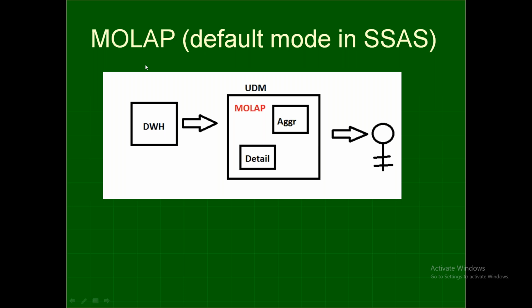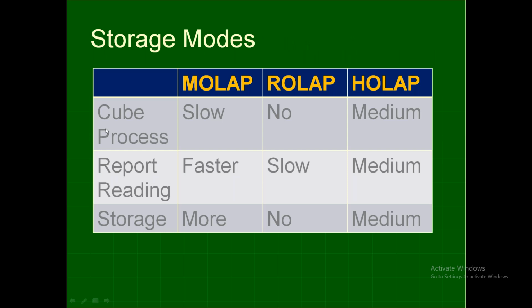MOLAP means multi-dimensional OLAP. What happens when you process it? Step number one, data warehouse data will be loaded to the cube database. Step number two, all aggregations. What kind of aggregations? Many permutations and combinations of aggregations will be made and stored so that reporting is faster. Clear? Cube process is slow because it's going to be cooking the data. Not only one item, it's going to be performing a lot of aggregations, right? So that is slow, and report reading is faster.